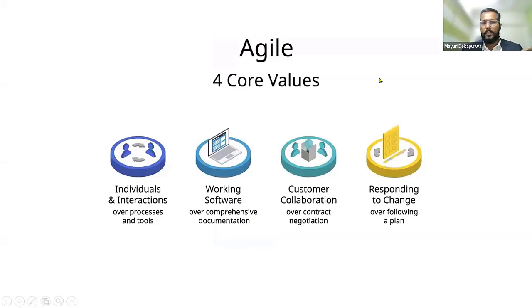So team, all of us know what is Agile. Agile is a methodology which talks about 4 values. So these are 4 core values of Agile, and there are 12 principles. These were part of Agile Manifesto that was introduced in 2001. So we have individuals and interactions over processes and tools.